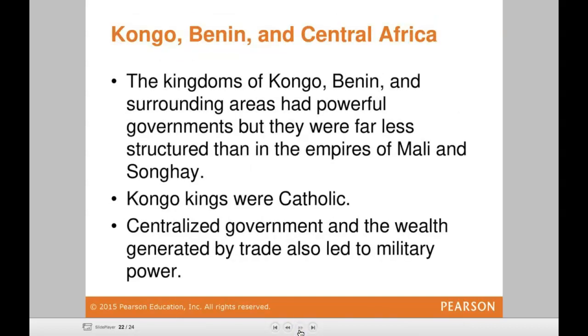The kingdoms of Congo, Benin, and surrounding areas had powerful governments too, but they were far less structured than the empires in Mali and Songhai. Congo kings were Catholic, and centralized government and wealth generated by trade also led to military power and prestige. And with that military power and prestige came expansion and domination.